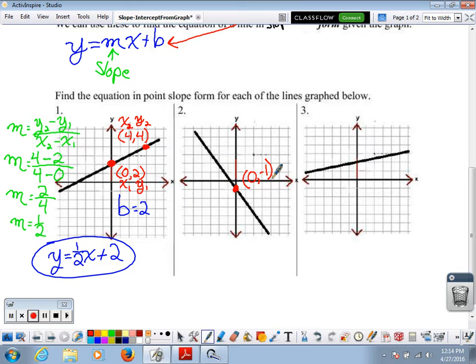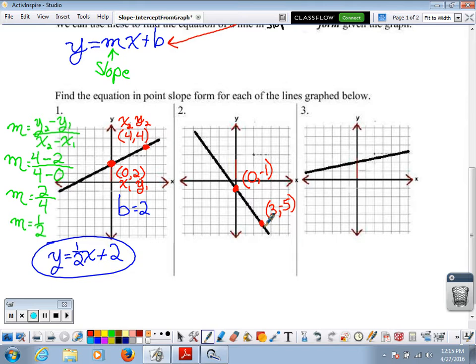And then we can use any point we want outside of that. Well, I will look along the line until I find a spot where that line is right on the grid, where I can clearly count what those coordinates are. And this one is 3, -5. Double check. 1, 2, 3. 1, 2, 3, 4, 5. Yep, 3, -5.